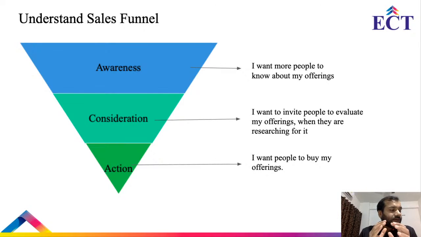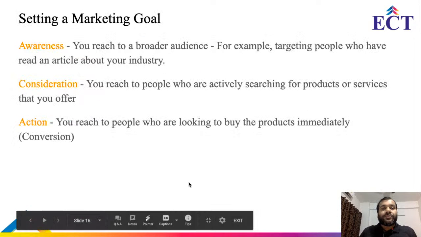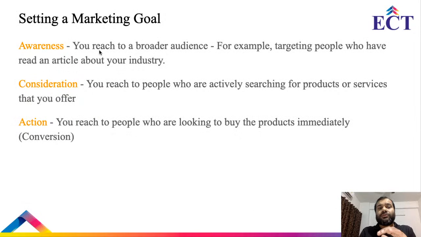Now, we set a marketing goal based on the stage that we want to target, right? So, for example, in awareness, you reach a broader audience, for example, targeting people who have read an article about your industry so that more and more people know about you. Consideration is you reach people who are actively searching for the products and services that you offer. If you do not reach out to them, they will buy from someone else because they are actively looking for the products and services. And action is when the audience wants to buy the products from you.